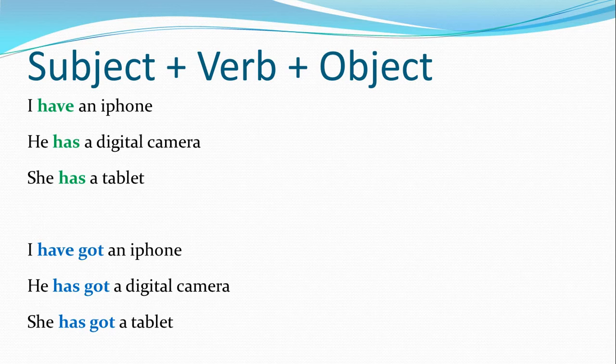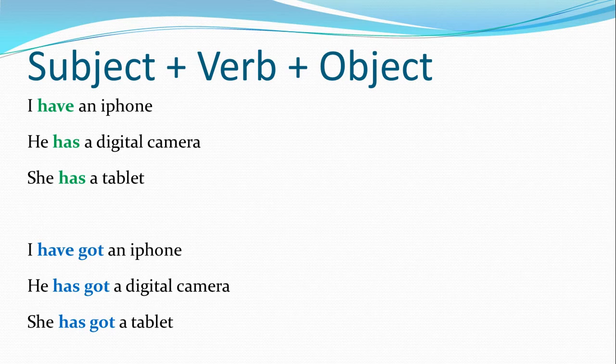And next, the blue color. I have got an iPhone. He has got a digital camera. She has got a tablet. So the meaning here is the same. We can say I have an iPhone, or we can say I have got an iPhone. It's the same. I have an iPhone. I've got an iPhone. And we can also say he has a digital camera, he has got a digital camera.